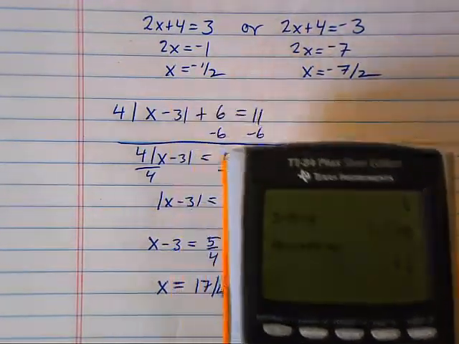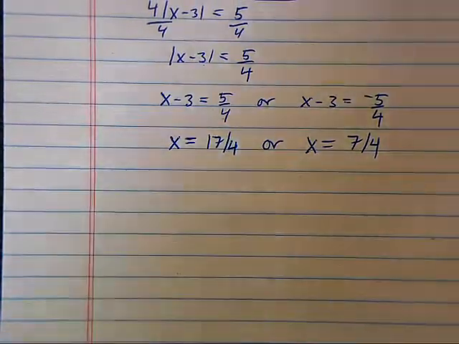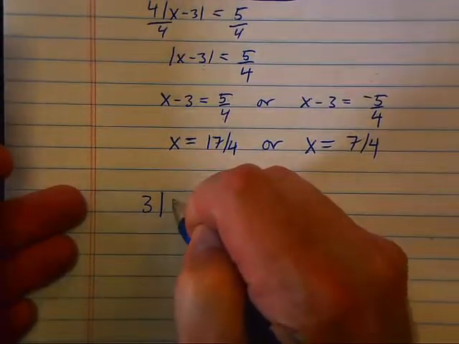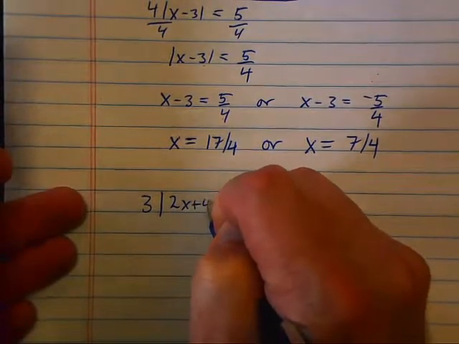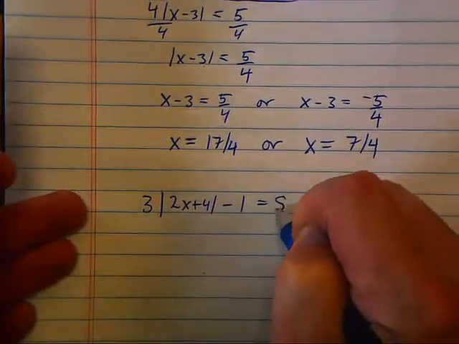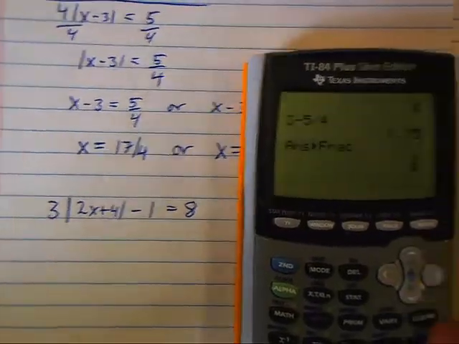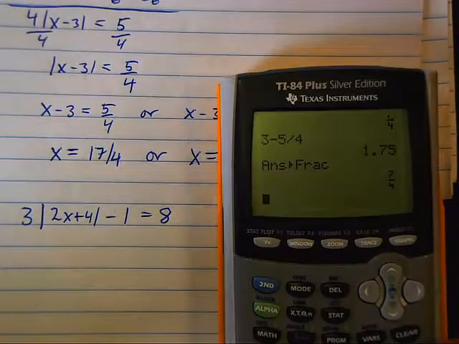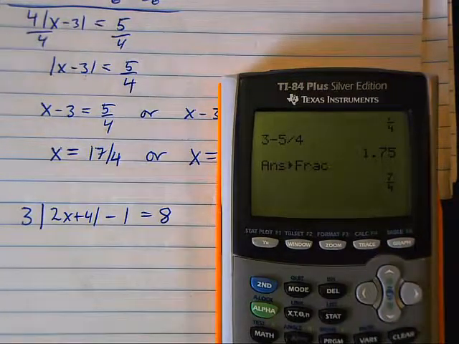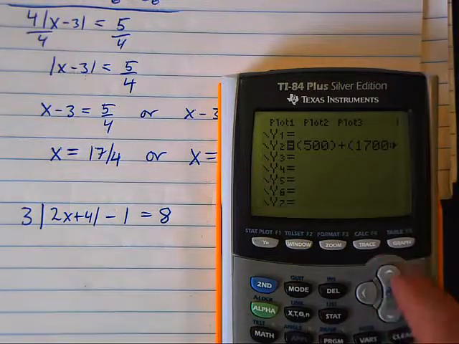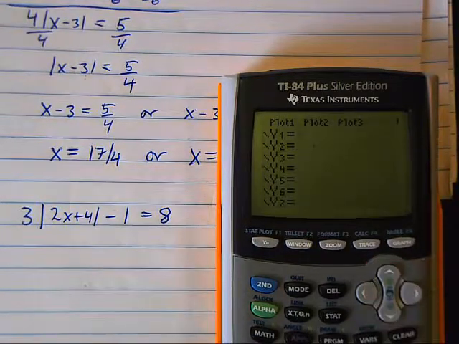Speaking of calculator, we haven't done a lot of this with our calculator. Let's go back to this problem just for a minute. 3 absolute value of 2x plus 4 minus 1 equals 8. We haven't done a lot of solving things on our calculators this semester. Let's take a look at that one. How do you solve an equation like that on your calculator? You go to y equals. Oh, and I got some crazy stuff typed in. I'll erase that. You type in the equation.